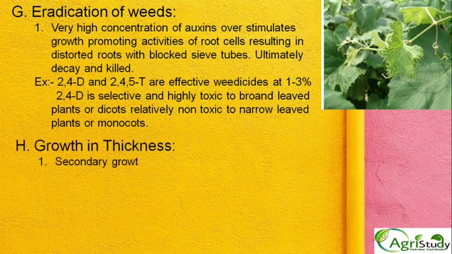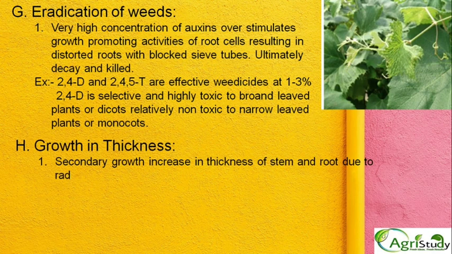So okay, next important is growth in thickness. Secondary growth is the increase in thickness of stem and root due to radial growth. That is what I said in the beginning. The cambium regains its capacity to divide and thus leads to the increase in thickness.